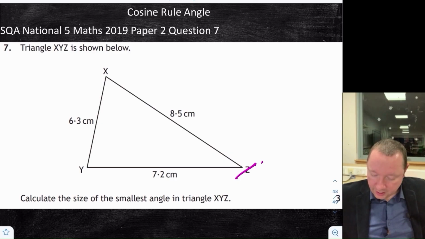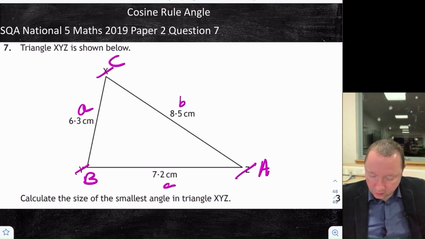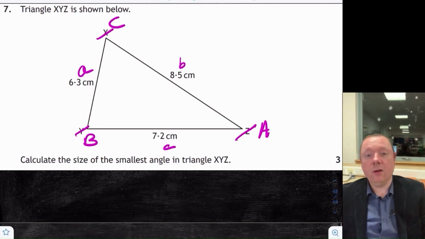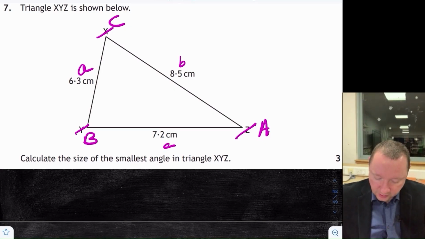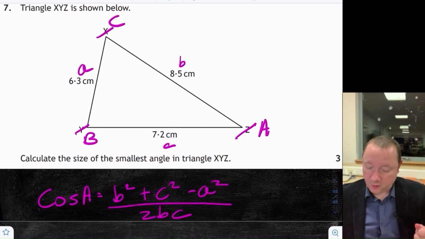So we'll relabel that A, and that'll be side A. And then the other 2 sides can be B, side B, and C, side C. Now, calculating the angle, I know to use the cosine rule because I'm given all 3 sides. From the start of the exam paper, cos A equals b squared plus c squared minus a squared all over 2bc. You don't need to remember that, you just need to be able to use it.